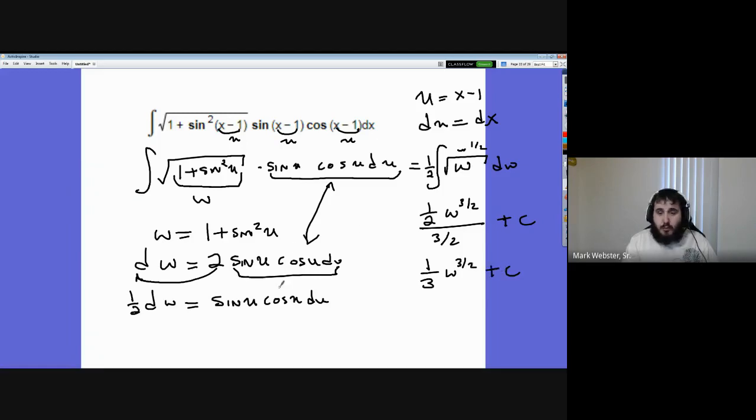And now we can replace w and u, right? We can turn this into 1/3 (1 plus sine squared u) to the 3/2 plus c. And now we can go back one more. u is x minus 1. Sine squared of x minus 1 to the 3/2 plus c.